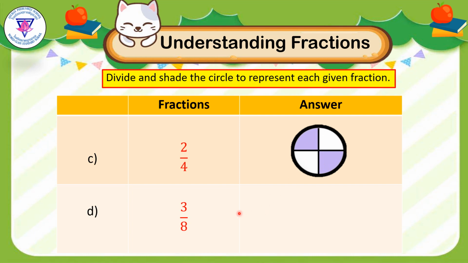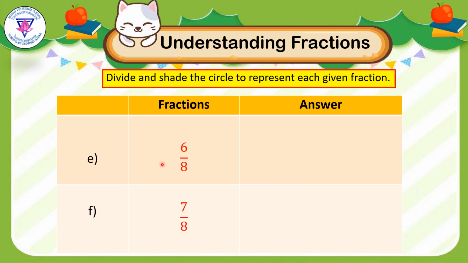Okay, and then letter D, you divide the circle into 8 parts. There, 8 parts. We have 1, 2, 3, 4, 5, 6, 7, 8. Since the fraction is 3/8, so you need to color 3 parts out of 8. So we have 1, 2, and 3. So this fraction is 3/8.